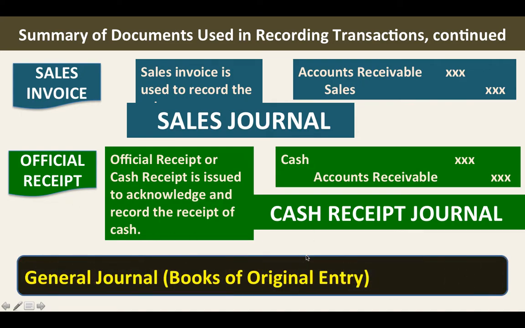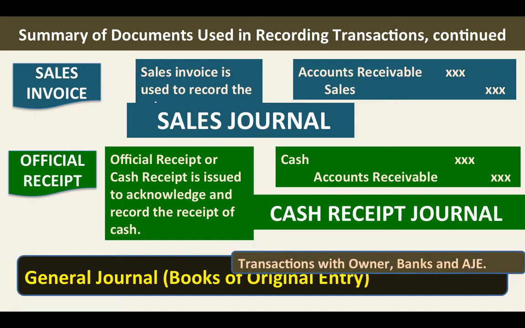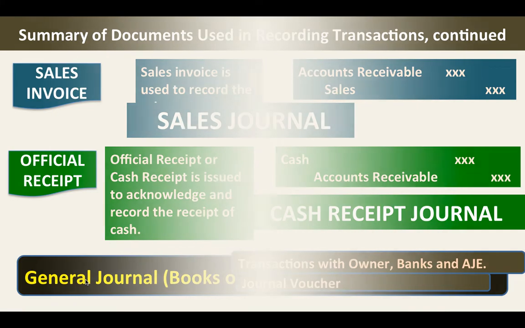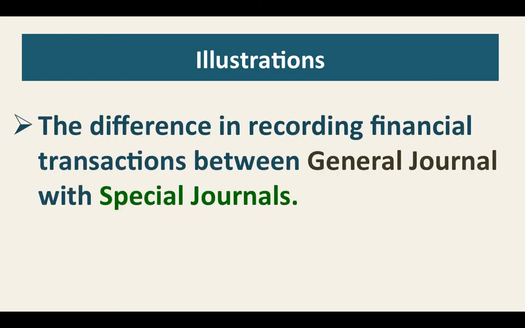And we will also maintain a general journal, and the general journal will now be used only for transactions with owners, banks, and adjusting journal entries. Ito na lang yung transactions matitira na i-record sa general journal. And the document that will be used is the journal voucher. Sinummarize lang natin yung ating mga documents, linking those documents with our special journals.